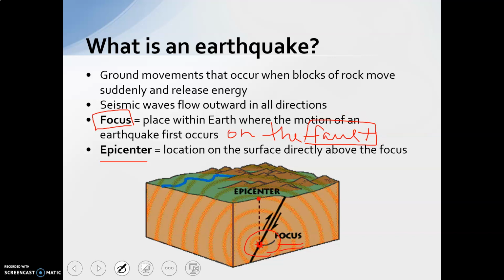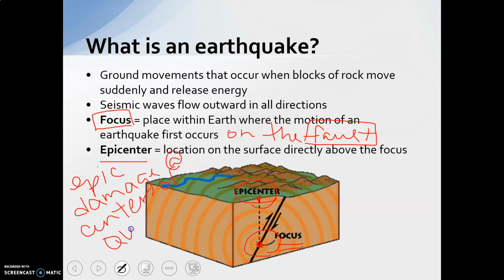Now the epicenter is the location on the surface directly above the focus. Great way to remember it: epic damage at the center of the quake. And the epic damage would be on the surface of the earth.